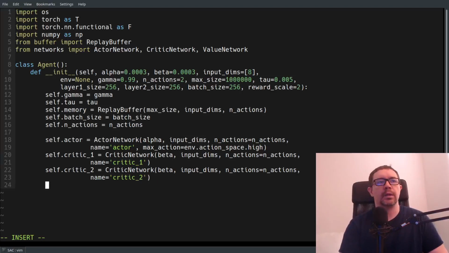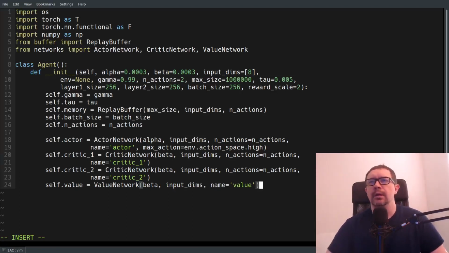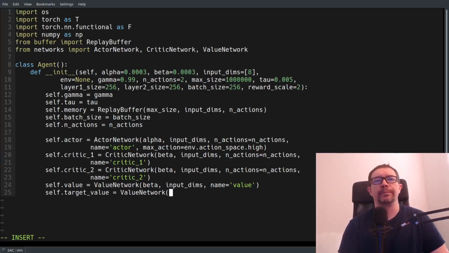All right, and then we need a value network, and a name of value. I think that's all the parameters we need for the value network, because we don't have number of actions. We already have strong defaults for the layer sizes. Then we need our target value network, and the only real difference there is the name. And then we need our reward scaling factor.